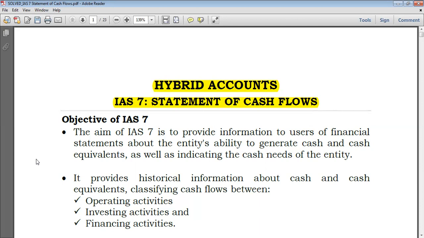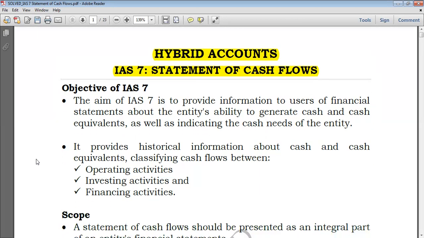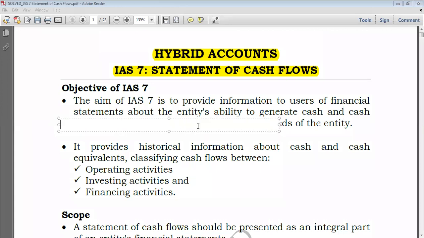Why do we usually include a statement of cash flows before going to anything else? The financial statements are prepared on an accrual basis, and accrual basis means that revenue is recognized when earned, regardless of whether cash has been received or not, but also expenses are recognized when incurred, regardless of whether cash has actually been paid or not. So usually the normal basis of preparation of accounts is accrual basis.